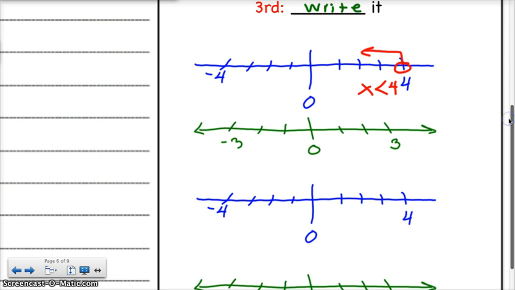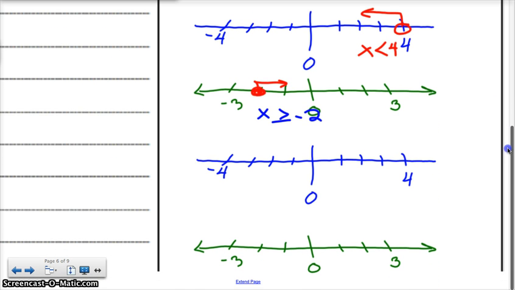Okay, I want you to color in where I am here and go this direction. Right here. And everybody do that next one. So I always write x first. The number I'm at is negative 2. I'm getting bigger, so I say x is bigger than or equal to negative 2, because it's colored in.